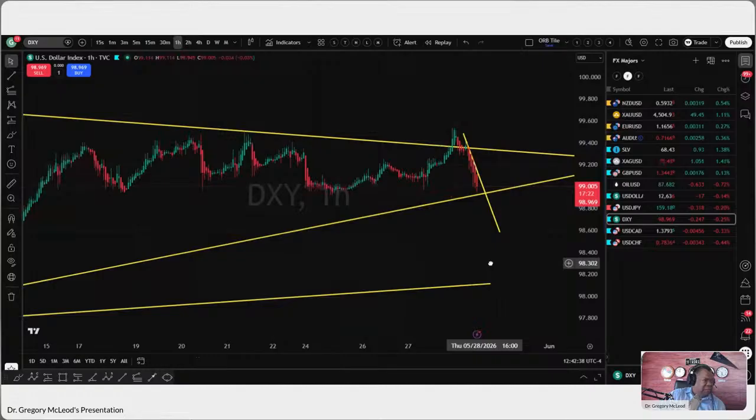And whether we have broken that trend line here. This is where we had a trend line break back in early January.